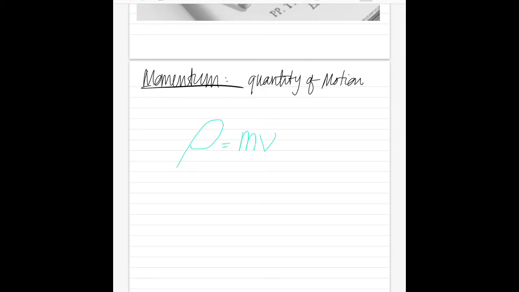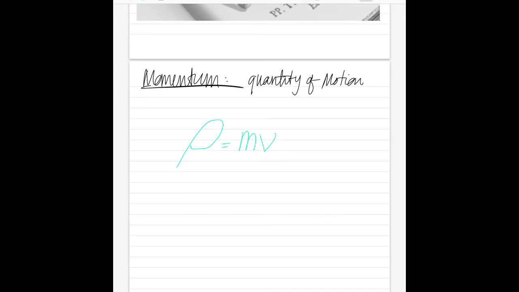So momentum is dependent upon these two things, okay? If you have more mass, you will have a smaller velocity if you're wanting the same momentum. If you have a bigger mass, you have a smaller velocity to get the same momentum. If you have a smaller mass, you'll need more velocity to get the same momentum. Okay, they are inversely related to each other. If one of them goes up, the other one goes down.